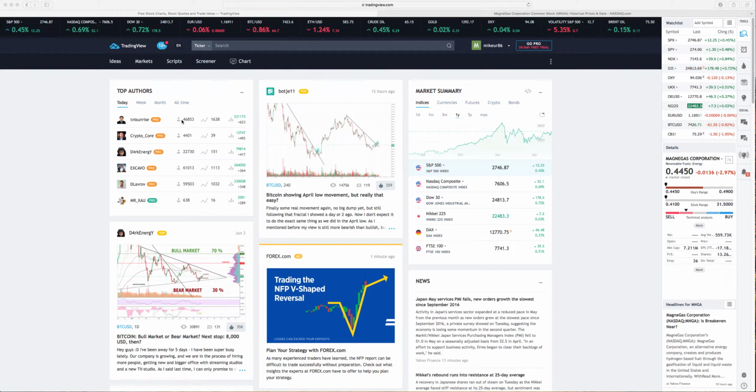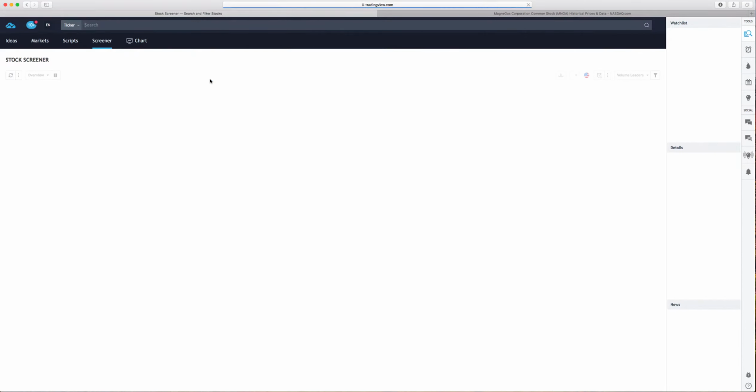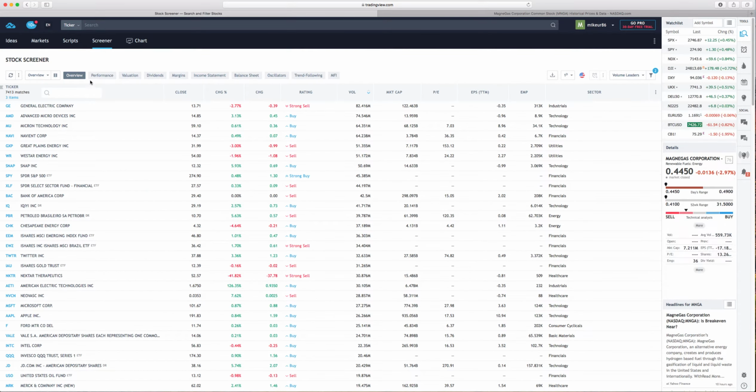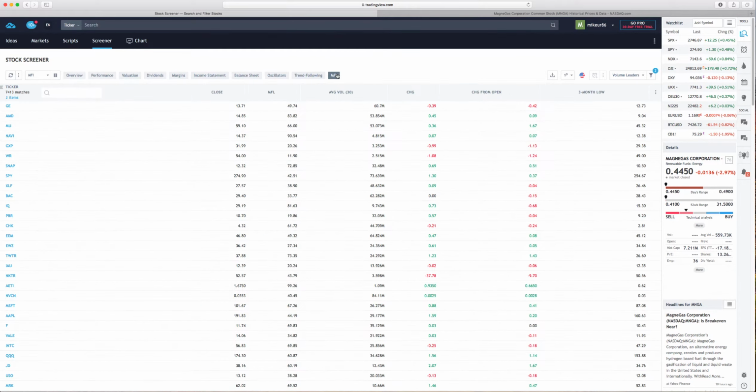Now there's two ways to screen for stocks. First, you can pull up the stock screener. You're going to be presented with an overview similar to this, minus the MFI. This is a screener that I created, and I'm about to show you exactly how you can create it yourself. The MFI screener, it's mainly these three columns.